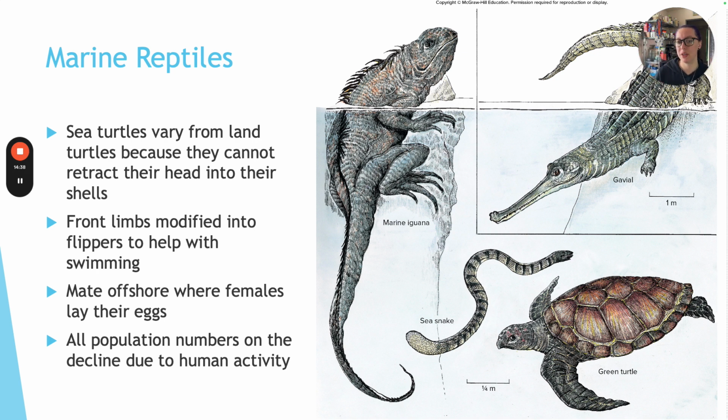They mate offshore where females will then lay their eggs. Thankfully, they do lay a large number of eggs because a lot of them die on their journey from beach to water, and then in the water they can get eaten as well. Unfortunately, population numbers of all types of sea turtles are on the decline, mainly due to human activity, through hunting, through habitat destruction, and not intervening in a good way, but intervening with the egg laying situation.